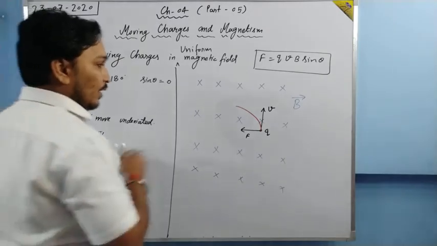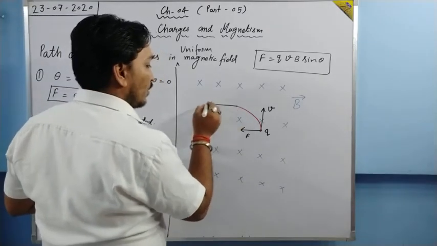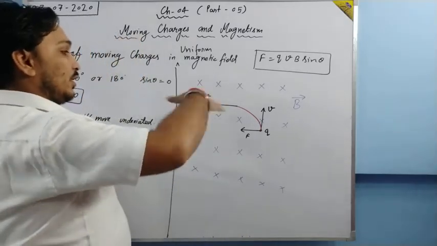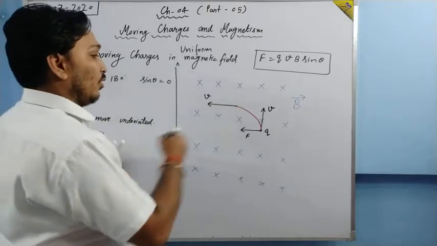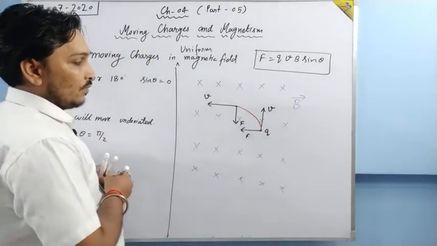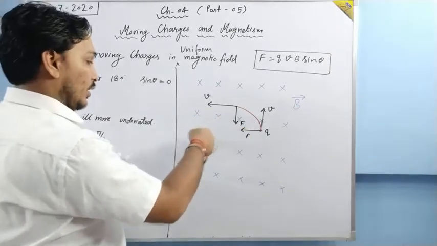Now at this point, the direction of velocity will be towards this direction. The force is perpendicular, inward, means downward, sorry. So the force will be in this direction. Now what will happen? The charge will go like this.